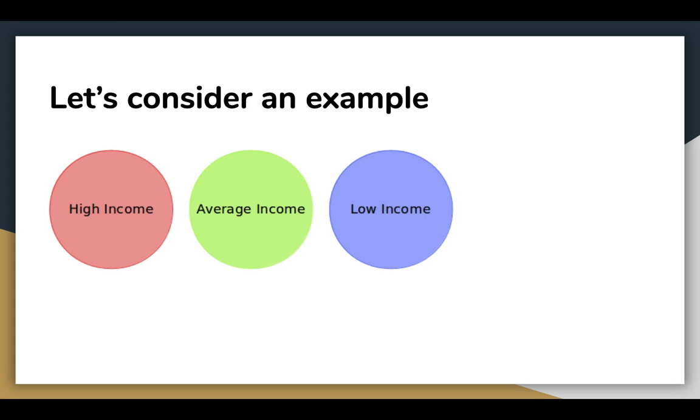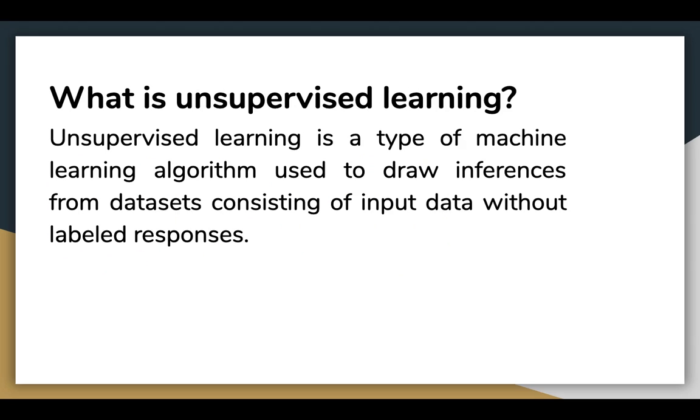One option is to segment its customers into different groups. For instance, the bank can group the customers based on their incomes. The groups that are shown here are known as clusters, and the process of creating these groups is known as clustering. Awesome. Now let's talk about unsupervised learning.